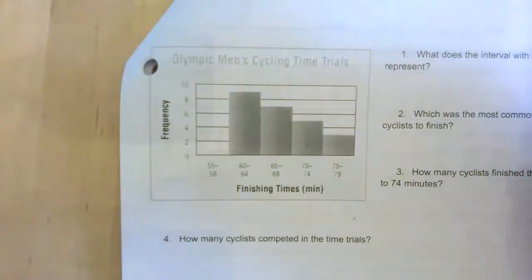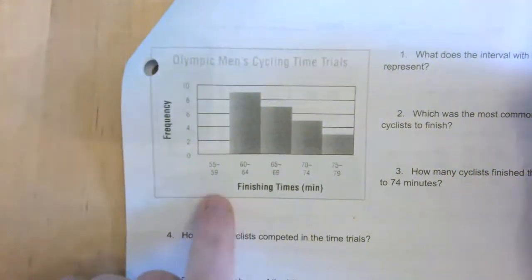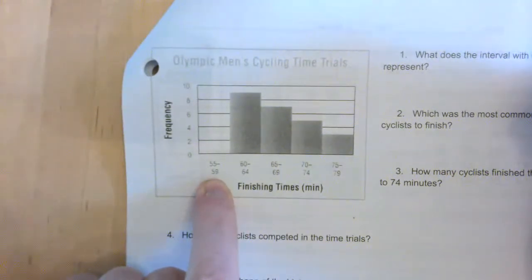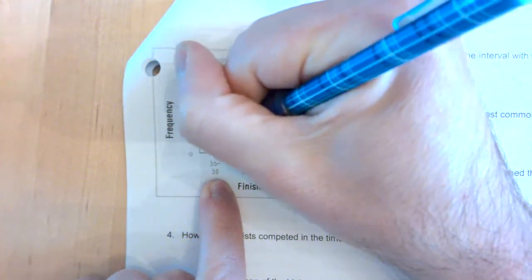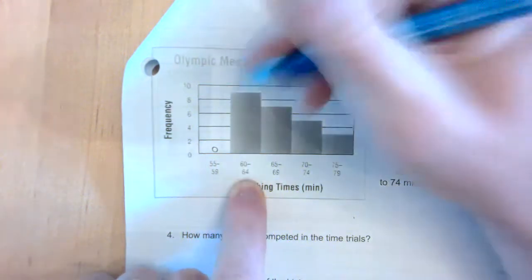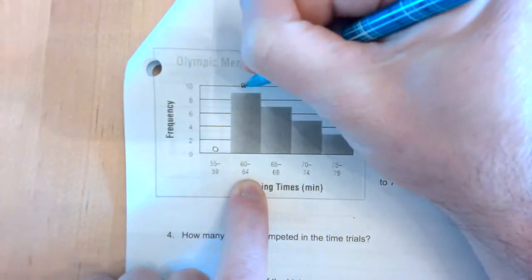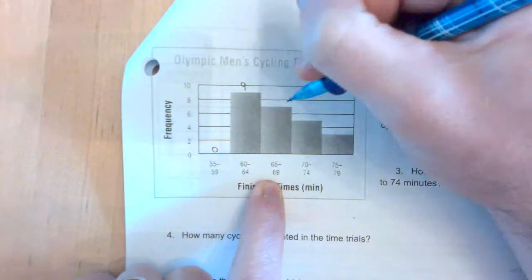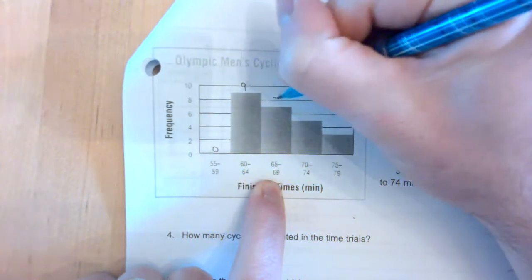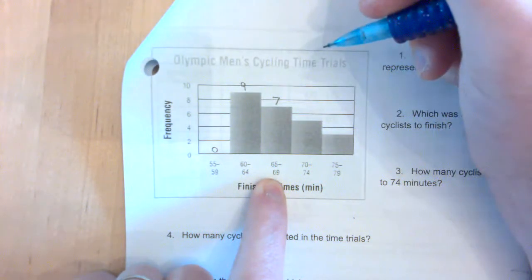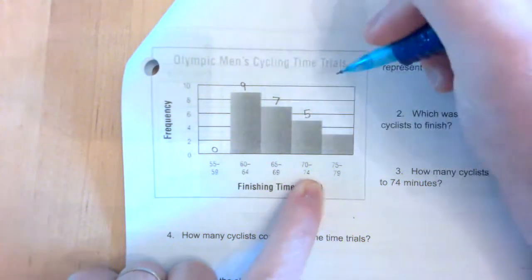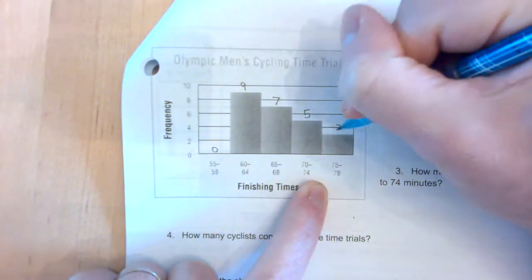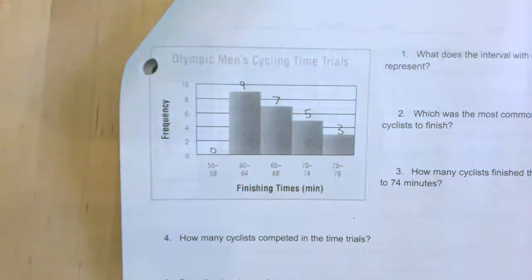Olympic men's cycling trial times. All right, so we have 0 people that finished 55 to 59 minutes. It looks like 9 people finished between 60 and 64. This would be seven people between 65 and 69, 5 people between 70 and 74, and 3 people between 75 and 79.